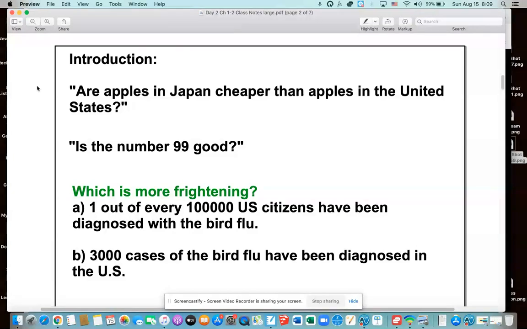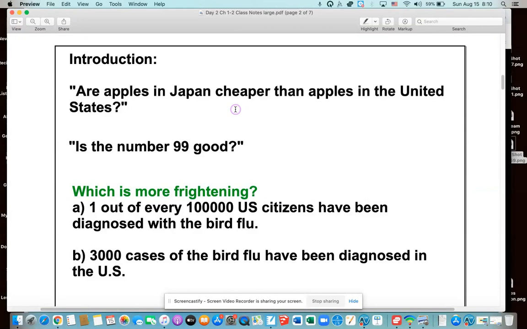What you see on this slide is trying to get you to think about three things as we're going through statistics. This one: are apples in Japan cheaper than apples in the United States? Well, you could probably figure this out. You'd say, let me go find some apples in Japan. That's going to be in yen, and then I've got to go to the United States and get some prices of apples there, and that's going to be in dollars. I'm going to have to do a conversion somehow, and then I'm going to have to compare them.